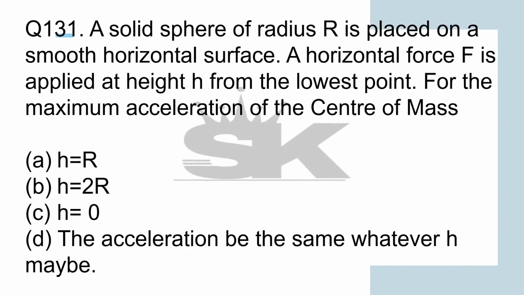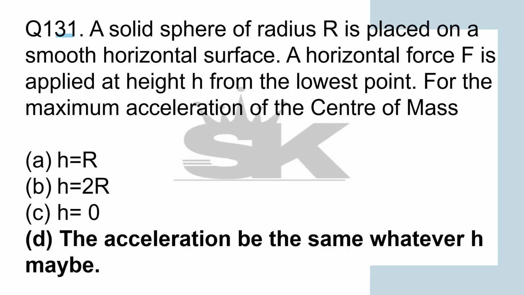A solid sphere of radius r is placed on a smooth horizontal surface. A horizontal force F is applied at a height h from the lowest point. For the maximum acceleration of the center of mass, h is? So here the answer is the acceleration will be the same whatever h may be. Okay. So answer is D. The linear acceleration of center of mass will be here a equals F by M. Okay.